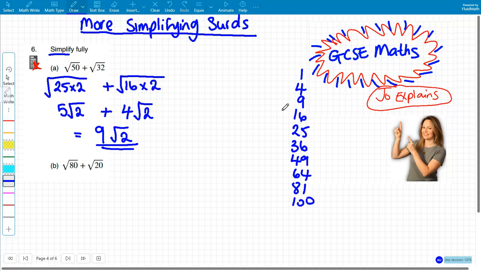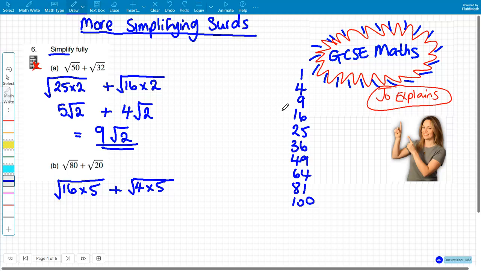Let's have a look at B. So 80: the square number that goes into 80, it's not that big, it's 16 times 5, isn't it? So if we write that 16 times 5, all of that under a square root, then our second number is 20, so that's going to be 4 times 5. Yeah, that's the largest one we can find, so that's going to go like that.